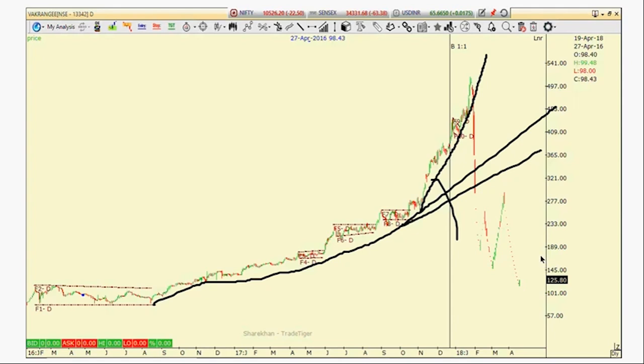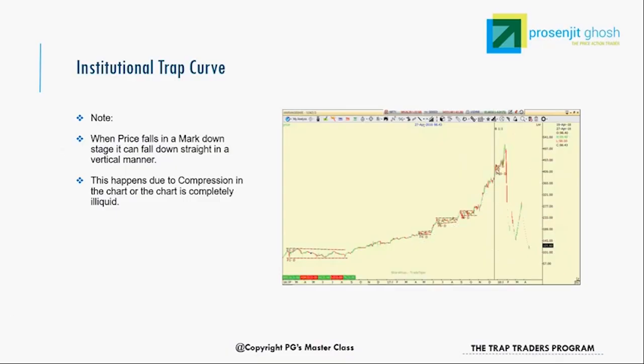And no more analysis can be done here, because there is no data. We need data to do analysis. So understanding the institutional trap curve along with acceleration will help you to choose many good trades, or avoid bad trades. So now you will at least not put your money in when price is in a steeper trend or a 90-degree trend.